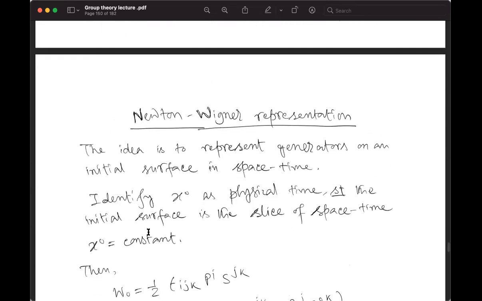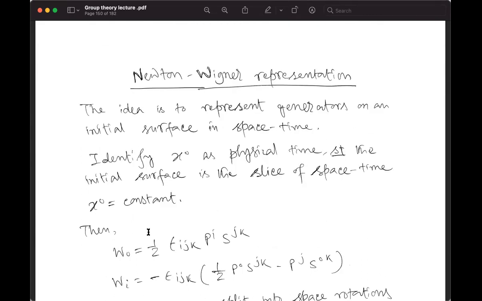So now we can do a different representation, which is called the Newton-Wigner representation. The idea is to represent generators on an initial surface in space-time. So identify x⁰ as physical time, such that the initial surface is a slice of space-time at x⁰ equal to constant. You can take x⁰ like a trajectory and slice the space-time, and then in practice that trajectory will hit the slice in a single point, and you're fixing that. So that's x⁰ equal to constant.